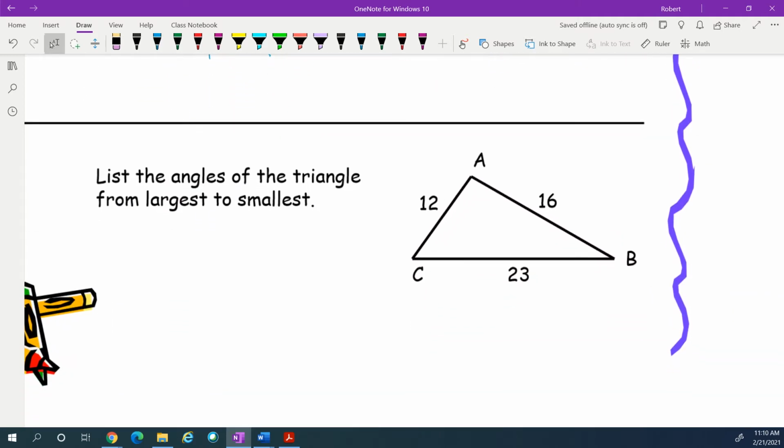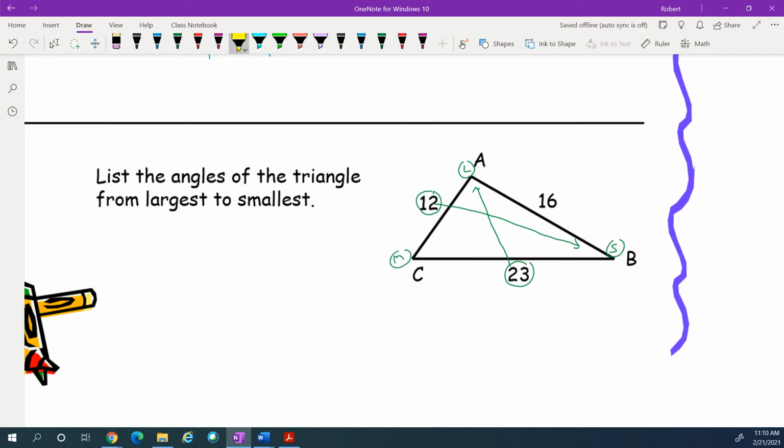Here we're asked to list the angles. Well, we know the sides. We're going to take the same exact approach from a minute ago. The biggest angle is opposite the biggest side. So this is my biggest side, so this is my largest or biggest angle. My smallest side is 12. Opposite that is my small angle, which means the last one is the medium.